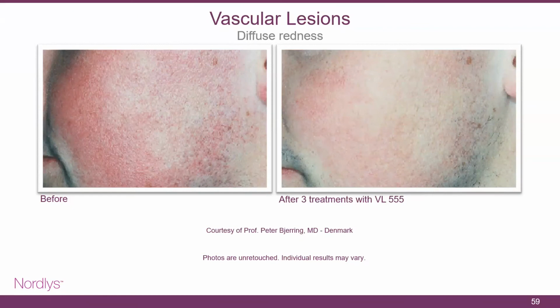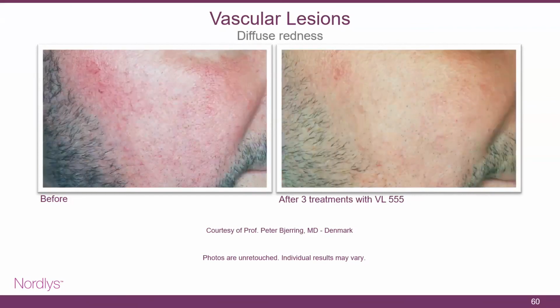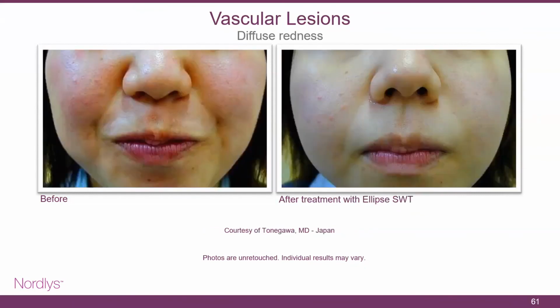Professor Bering did this treatment in Denmark. So you may find that on the fourth treatment, he would move to the 530, because now he's got much more superficial vascularity than he had at the start. Again, quite dark, so we're using 555.